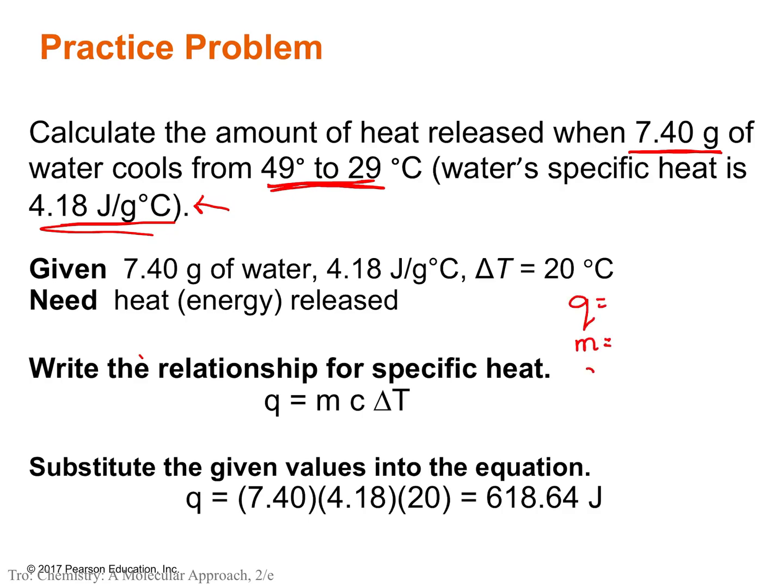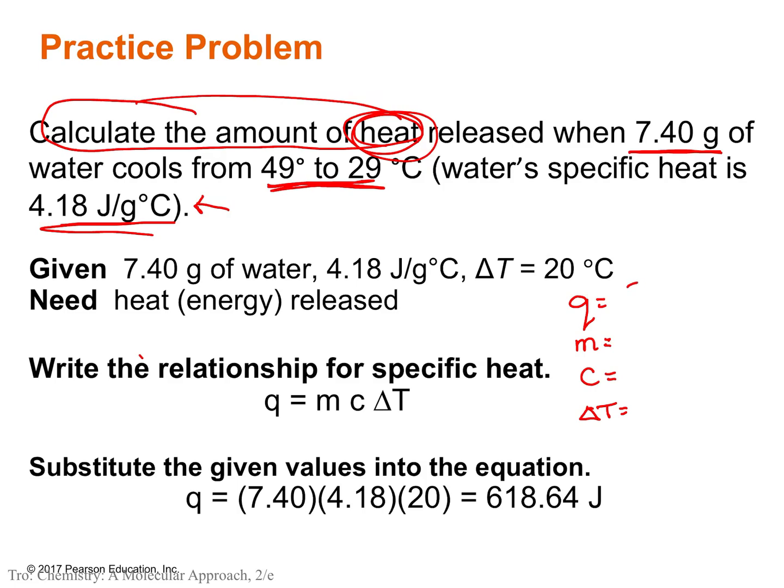So if we are going to outline our variables, we go Q, M, C, delta T. Okay, so Q is what we're trying to find, right? It says calculate the amount of heat. That is what we are looking for. We're looking for heat. We're looking for Q. Our M value is 7.40 grams. And remember, your mass always has to be in grams. If it's given to you in something else, then you'll need to convert it into grams before you can solve. C is our specific heat. So that's 4.18 joules per gram degree Celsius.